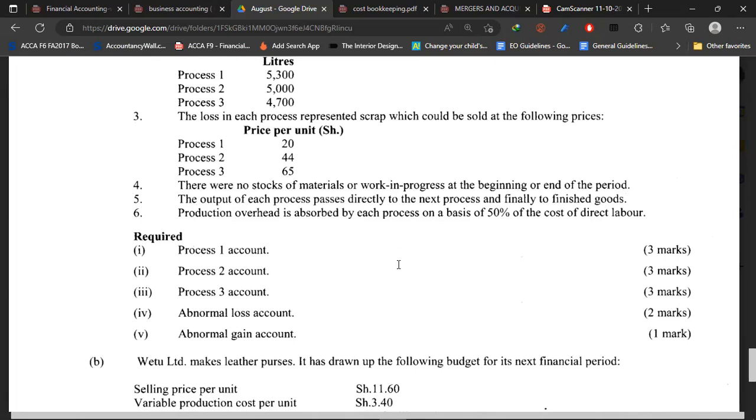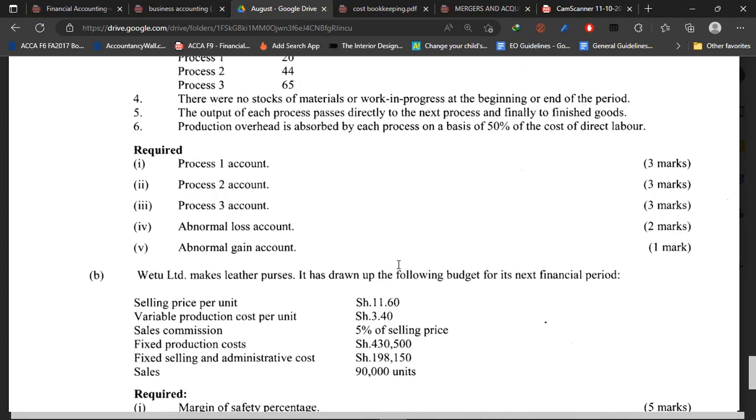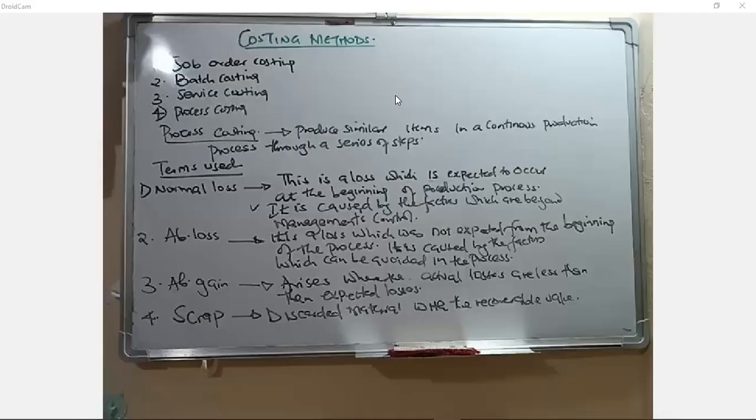So we are being given a good requirement there: to calculate process 1 account, 2 account, 3 account. We come up with the abnormal loss account, and then we also need to come up with the abnormal gain account. Now, if you're being given a question like this, this is how you're supposed to be approaching the question. So this is how the question is being approached.